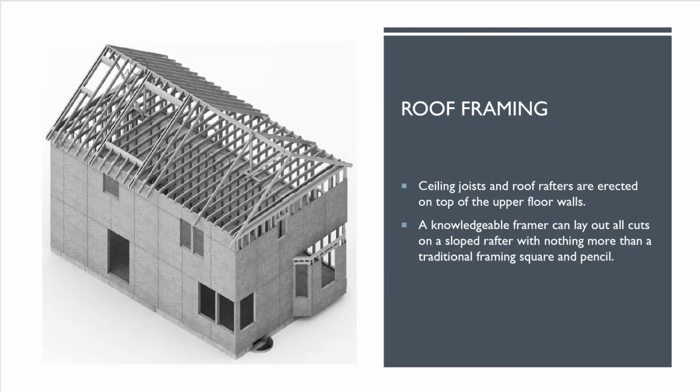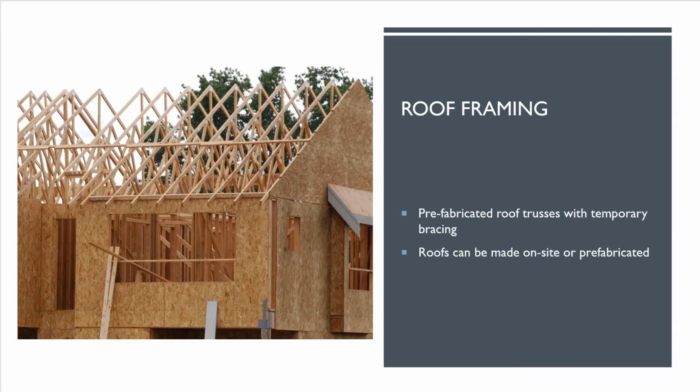Once I have my second story walls framed, now I can go ahead and frame in my roof. So I've got my ceiling joists. Now it's time for me to add a roof to my structure. Typically a knowledgeable framer can lay out all the cuts and how they're sloped and what angles pretty quickly and pretty easily. However, today we also have the capability to utilize prefabricated trusses.